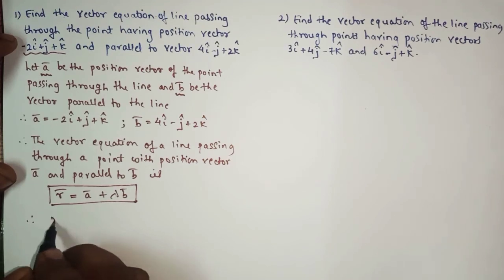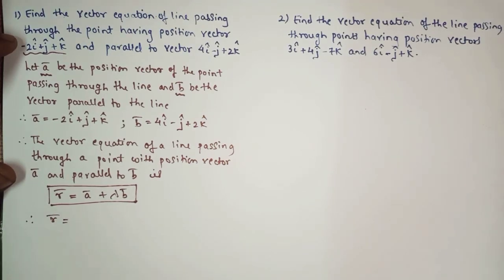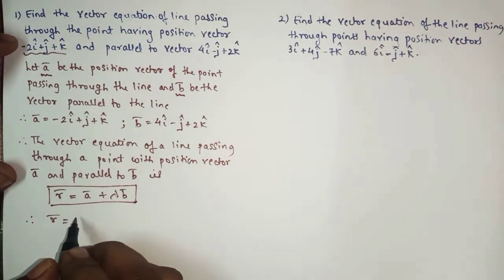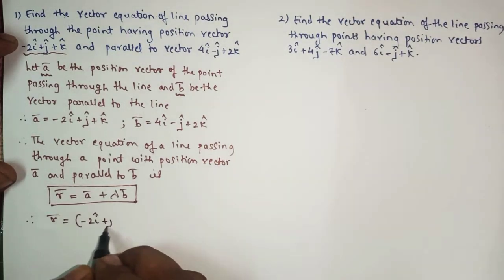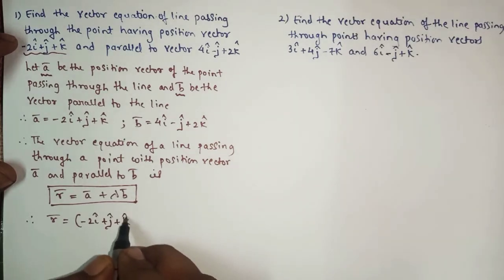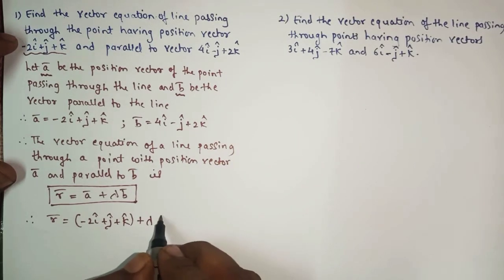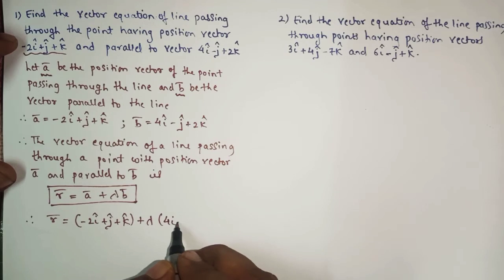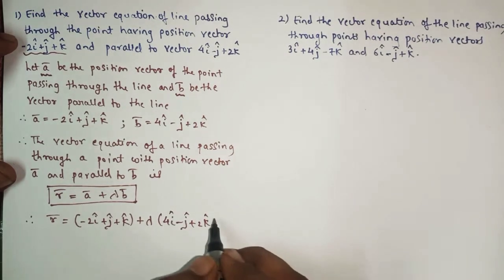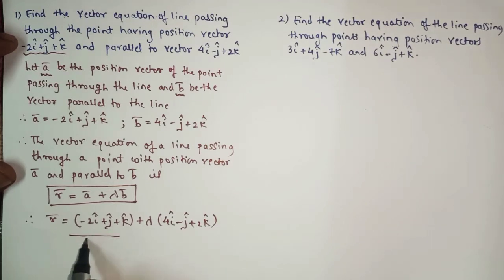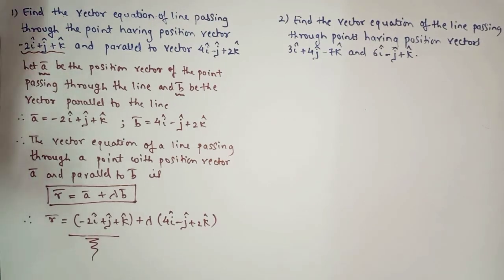So therefore we'll keep this r bar as it is. A bar is minus 2i plus j plus k, plus lambda, b is 4i minus j plus 2k. Okay, so that's the end of the first sum. So in this way you have to present the sum in board exam. I hope you all understood the first one.